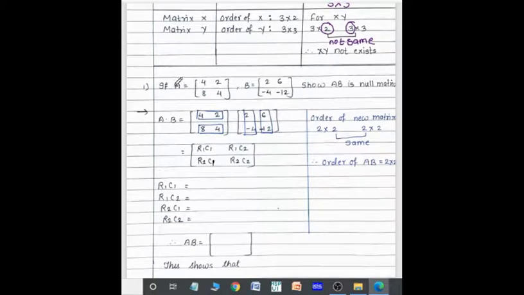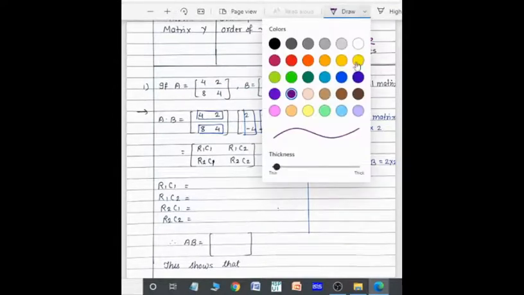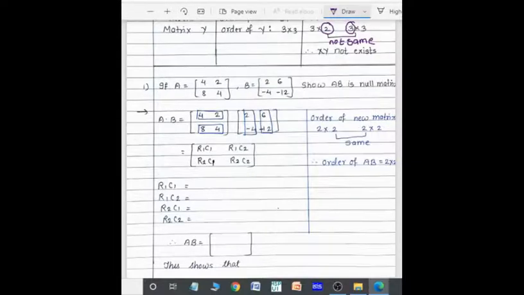Now let us understand all these things by using the example. See the first example. Matrix A is given, matrix B is given. We need to show that AB is a null matrix. For this, first we will see whether the matrix multiplication is possible or not. So, order of new matrix.